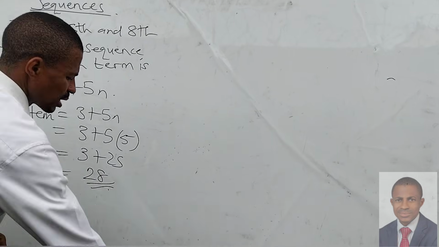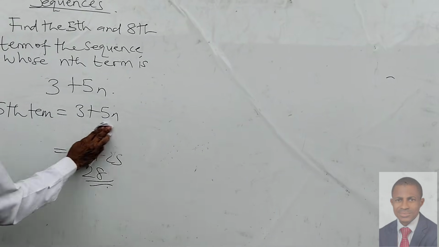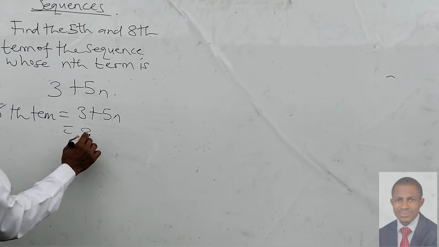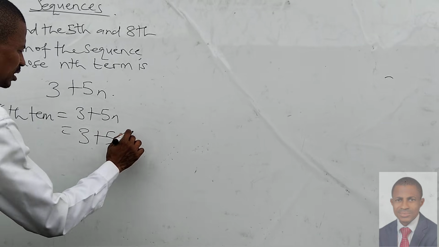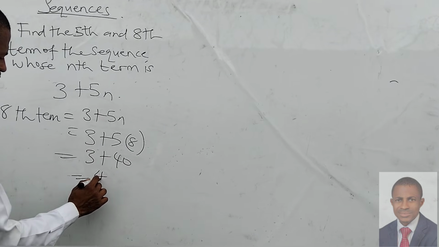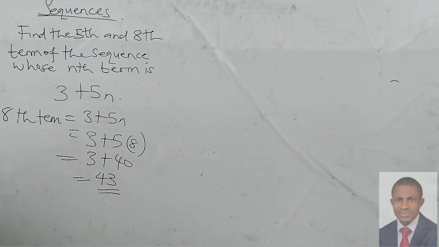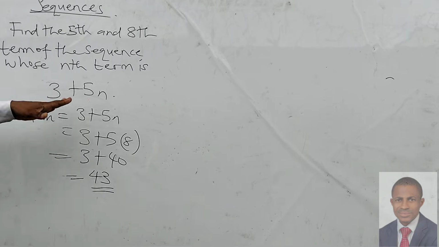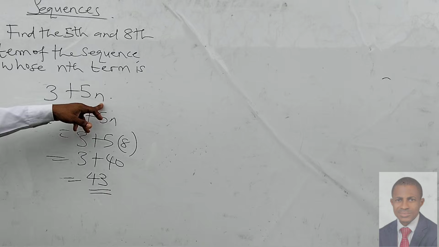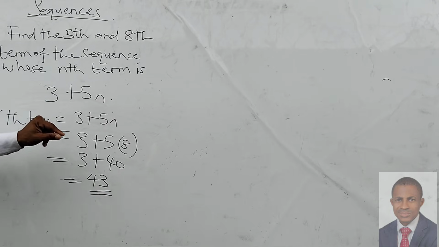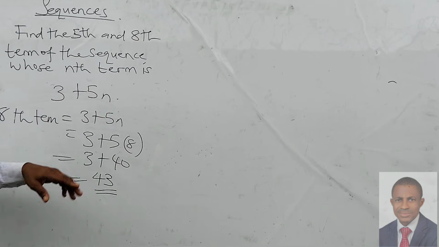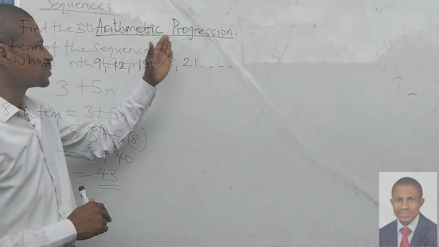Now, what will be the eighth term? The eighth term here will be what? Wherever we find n, we put 8. That will be 3 plus 5 into bracket 8, and that will be 3 plus 40, which gives us 43. So any question you have about sequences with this kind of formula, wherever you see the algebra, that's the nth term. So if you are asked the 100th term, just put 100 where the n is, and you solve the arithmetic.